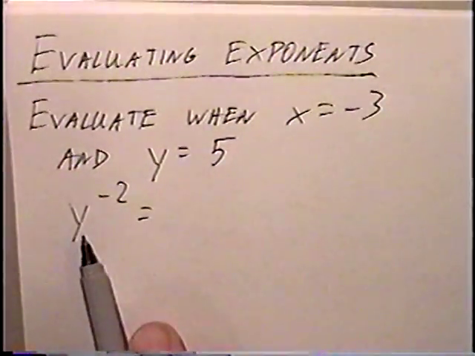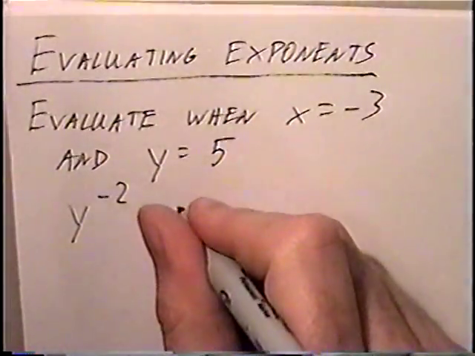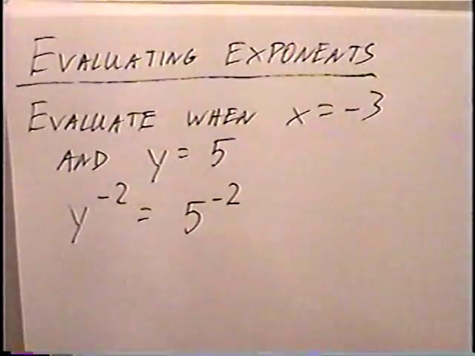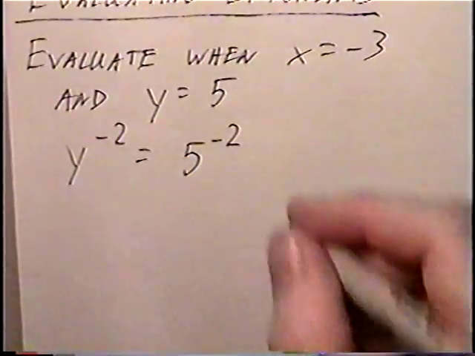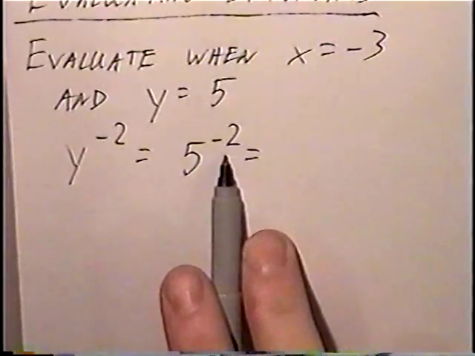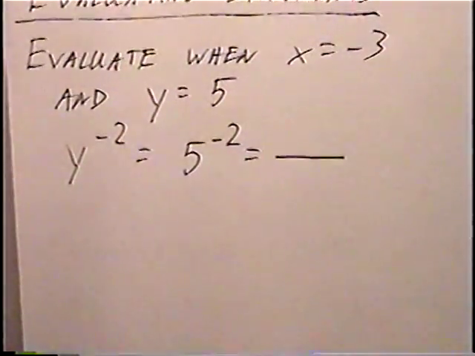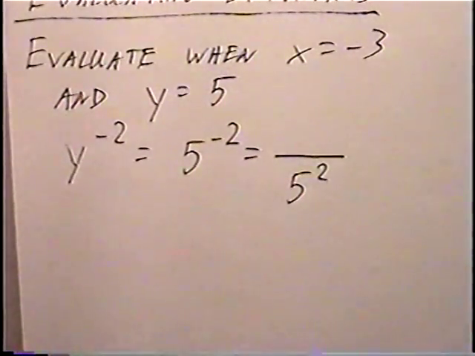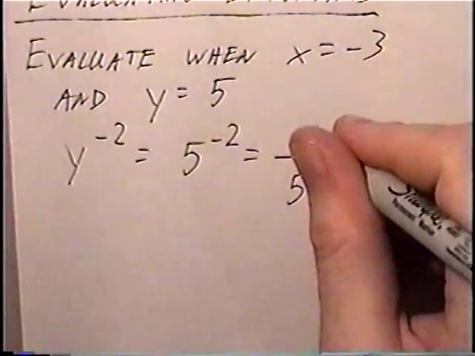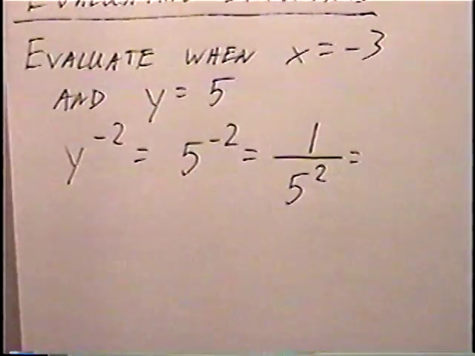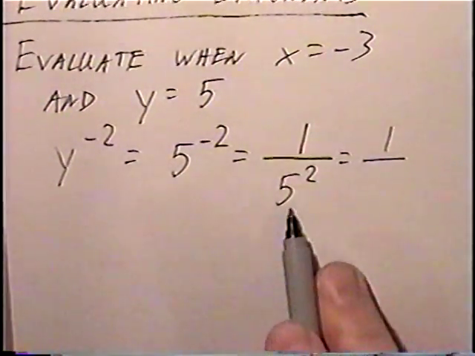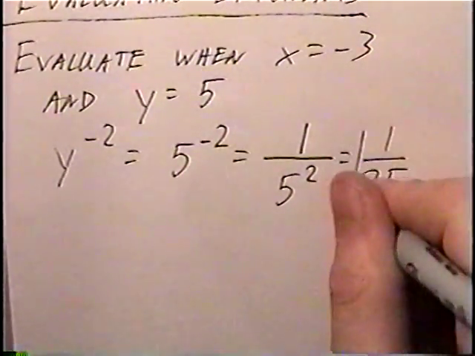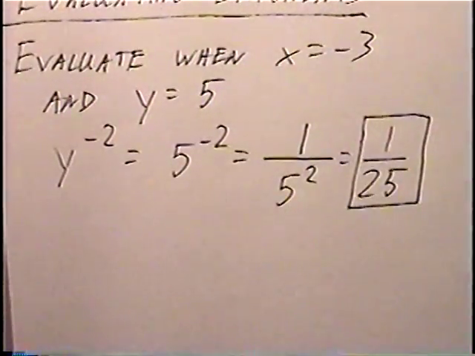Solving this one, we can first plug in the value. If y equals 5, we can change y to the negative 2, plugging a 5 in, which would be 5 to the negative 2 power. Solving from here, anytime we have a negative exponent, we can make a fraction. 5 to the negative 2, we can write in the denominator as 5 to the positive 2, and then we can add a 1 for the numerator. And our final answer, 5 to the 2nd power, or 5 squared, would be 25. So our final answer would be 1 over 25.